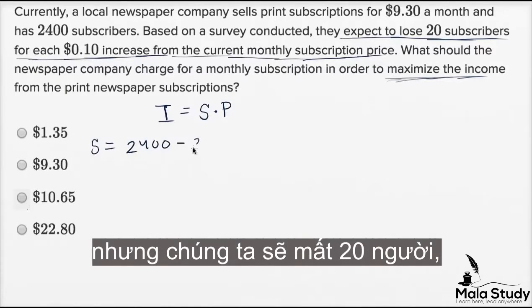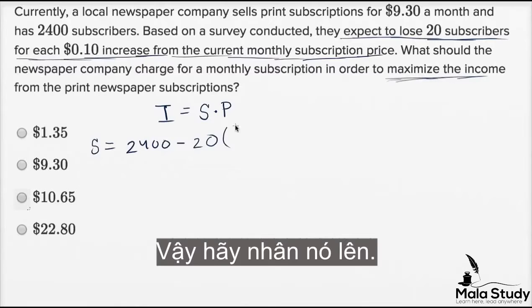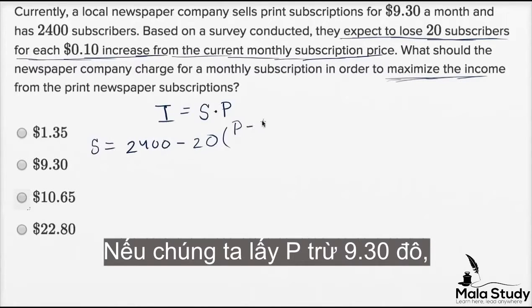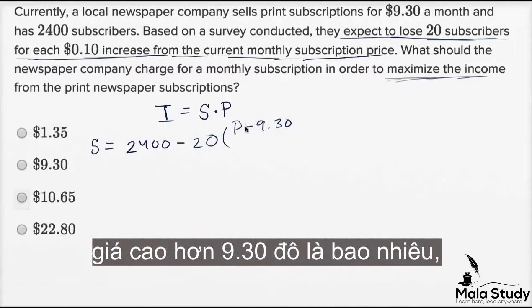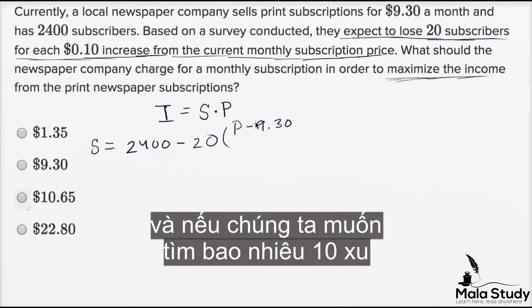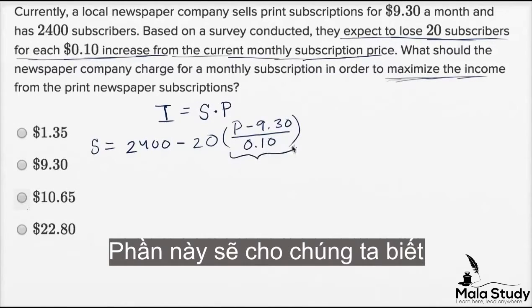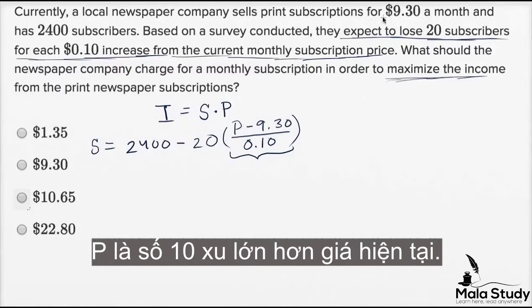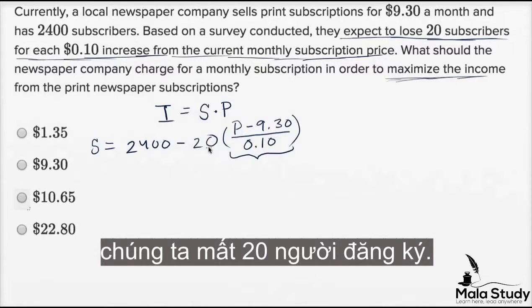But we're going to lose 20 subscribers. So I'm going to subtract 20 subscribers for every dime above $9.30. So let's multiply that. So if we just take P minus $9.30, this would give us the absolute price increase, how much we've gone above $9.30. And if we want to figure out how many dimes we are above $9.30, we could just divide that by 10 cents. So this part right over here tells us how many dimes above our current price is P.